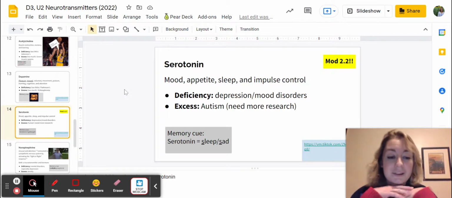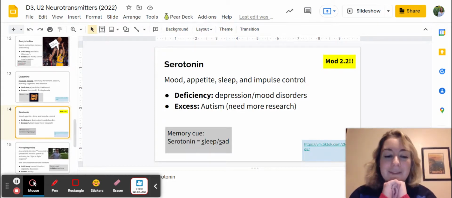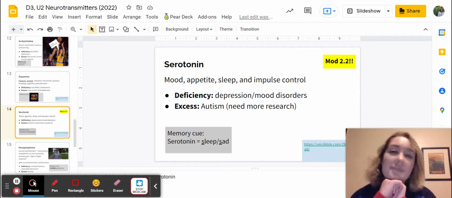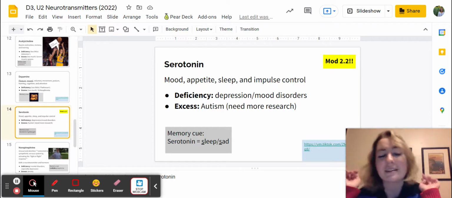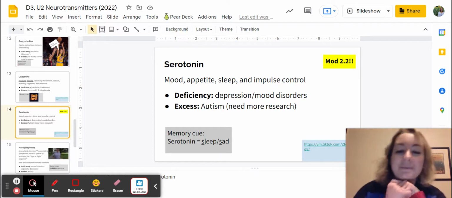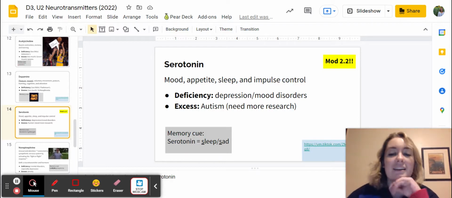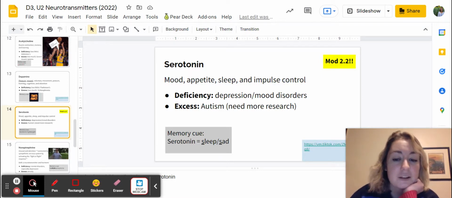Another one that I think we're familiar with because of things like TikTok. I remember last year, around the time that I made these slides, there was that trend going on: things that give you serotonin. Like, ooh, they're going to boost my serotonin, right? So here, we know serotonin's main thing is that it's tied in with mood. It's our mood booster neurotransmitter. Also tied in with appetite, sleep, and impulse control.